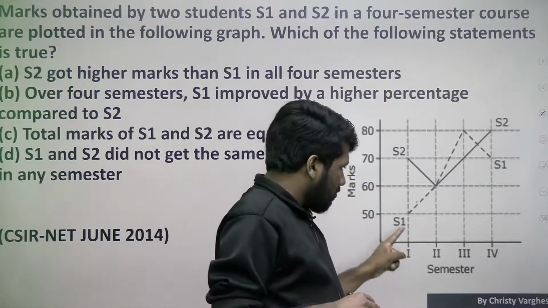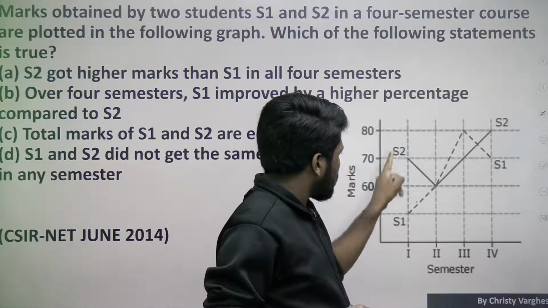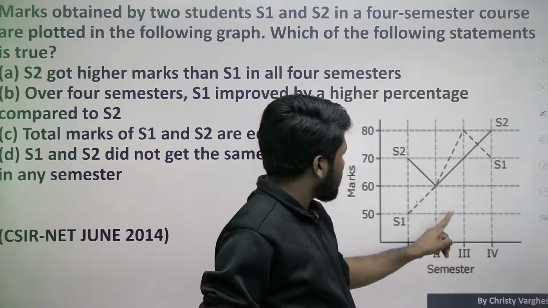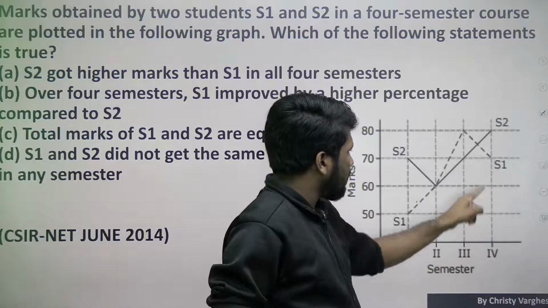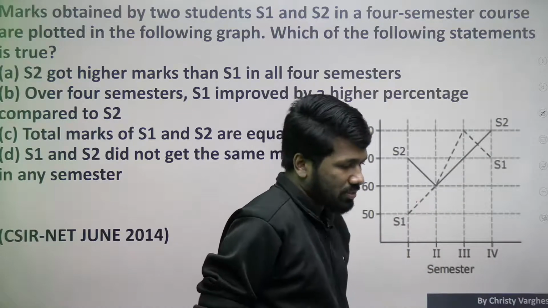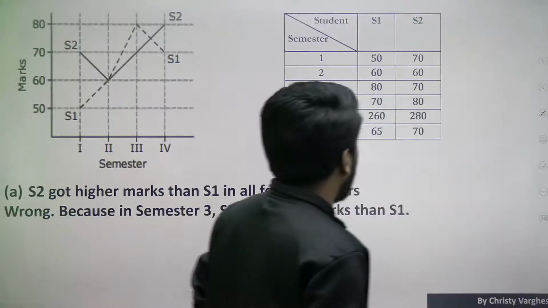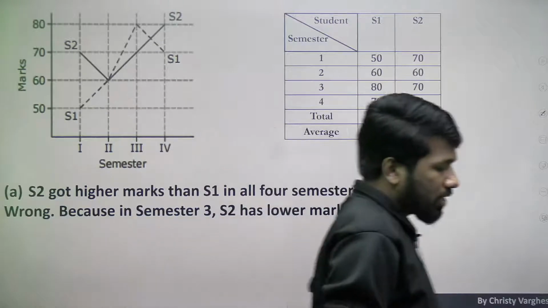So, first semester S1 has 50 marks, S2 70 marks. Second semester both have 60 marks. Third semester S1 80 marks and S2 70 marks. Fourth semester S1 70 marks, S2 80 marks. That is what is given. And if there is any lack of clarity, you can tabulate the data like this. You can tabulate the data so that you will not be confused.